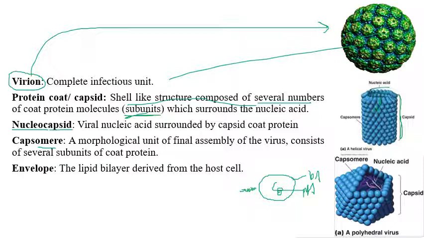A single subunit of capsid is called capsomere. We can see here capsomere subunits, the combination of all capsomere subunits forms the capsid. As I told you earlier, capsid is the combination of all subunits. So a single subunit of capsid is called capsomere. The combination of all capsomeres will form the capsid and protect the nucleic acid present inside. And then envelope: it is a lipid bilayer derived from the host cell.